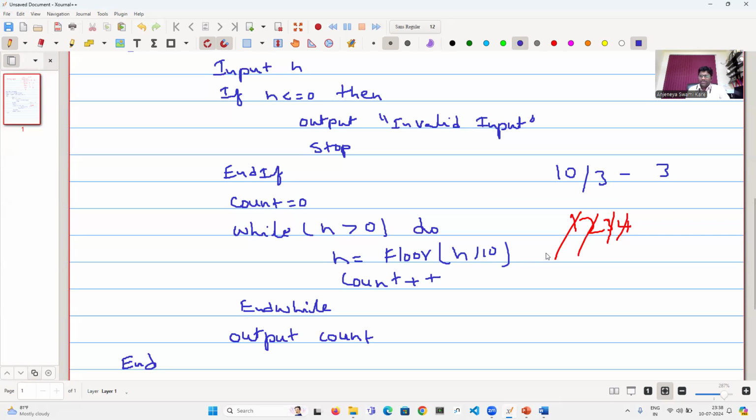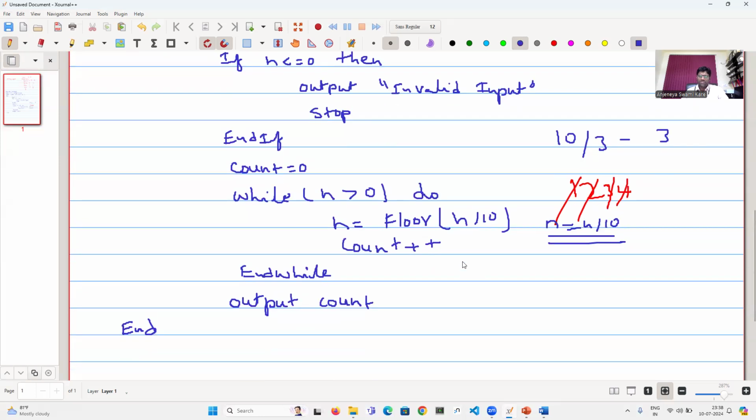So we can write n equal to n by 10 also here, because usually in programming languages, integer division gives an integer value. So we are just discarding the fractional part. Okay. Yeah, this computes the number of digits of a number.